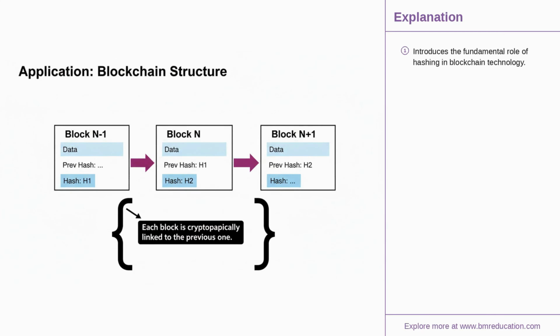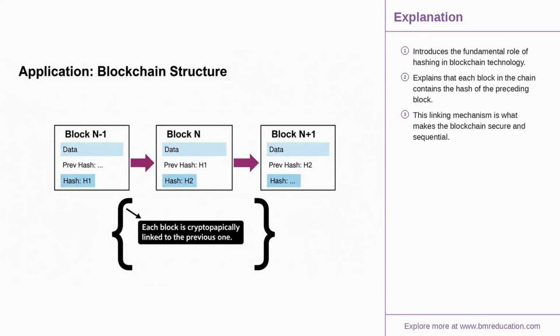Hash functions are also a cornerstone of blockchain technology, the innovation behind cryptocurrencies like Bitcoin. In a blockchain, data is grouped into blocks. Each block contains not only its own data, but also the hash of the previous block. This creates a secure interlocking chain. Let's see how this works.